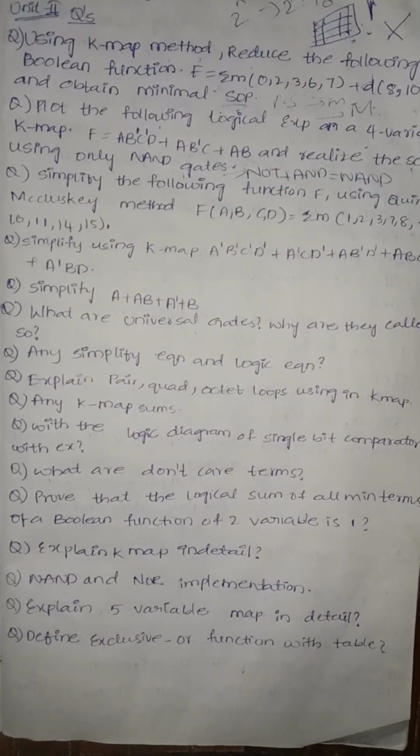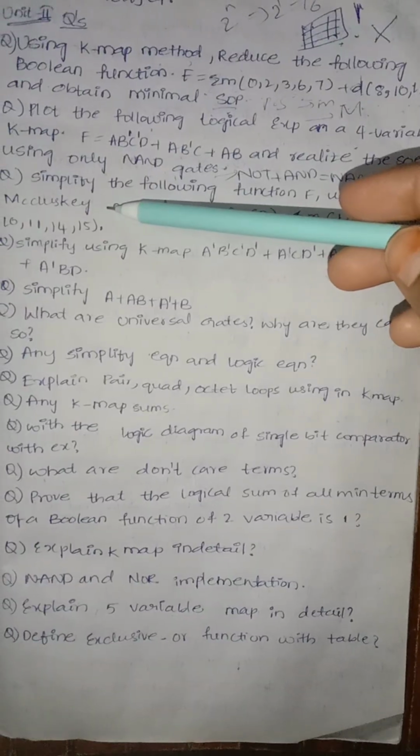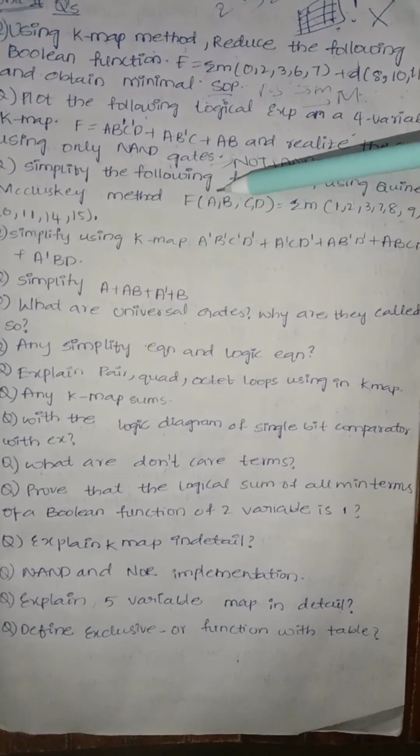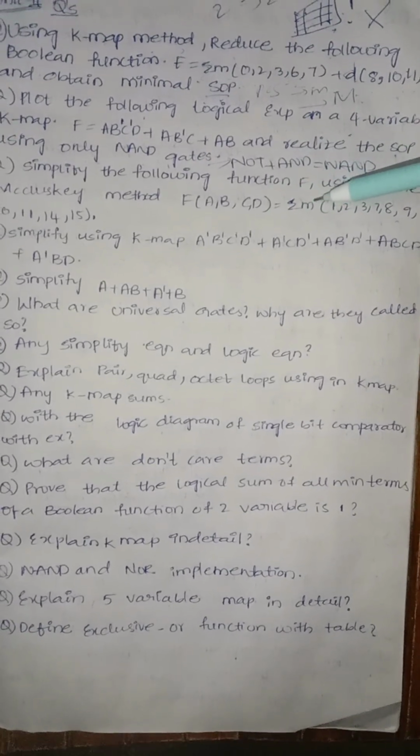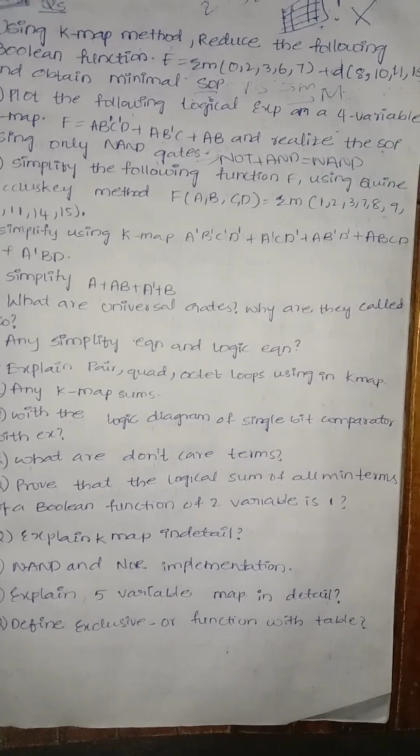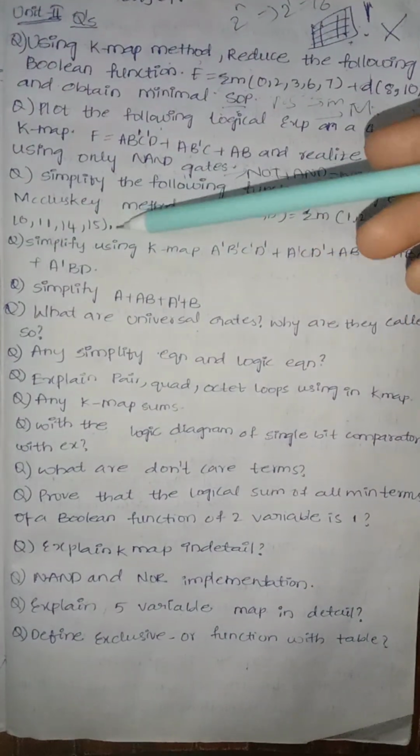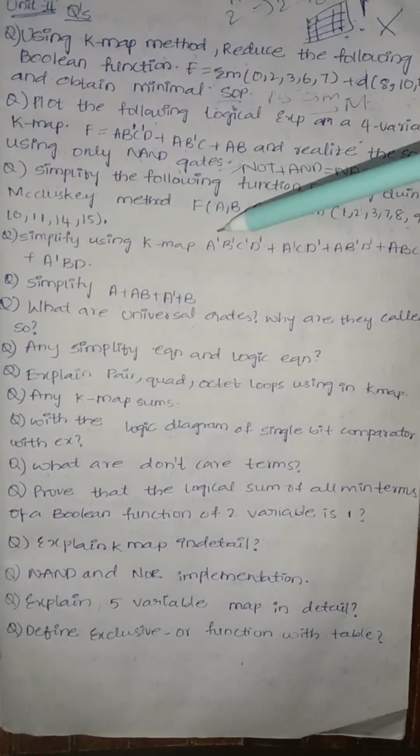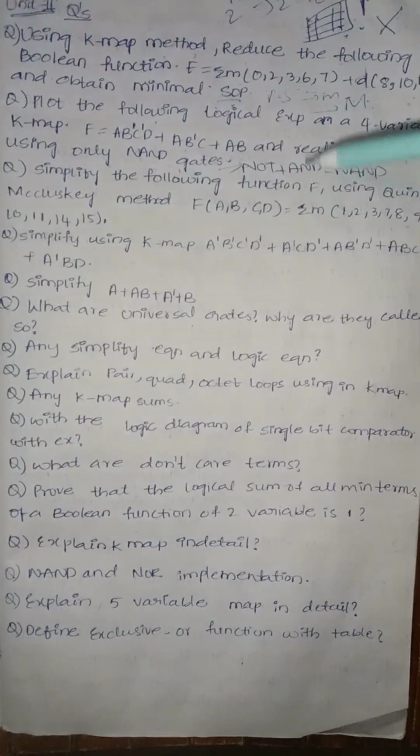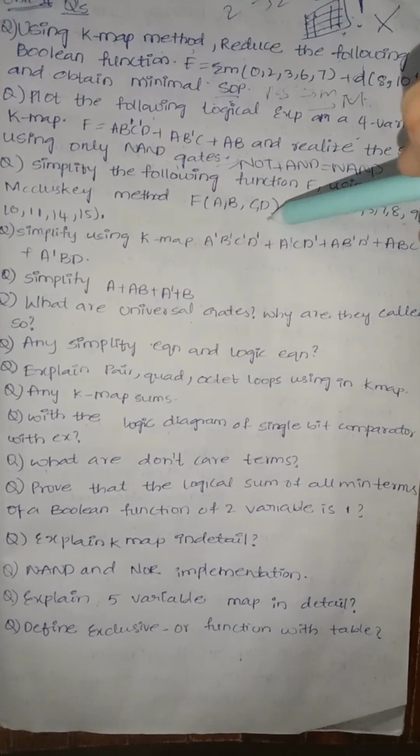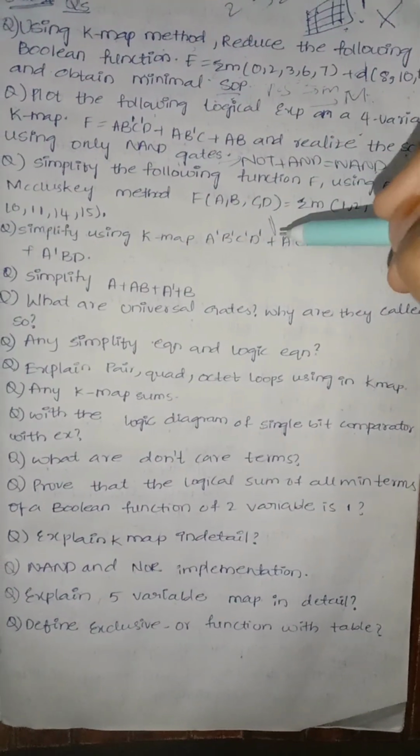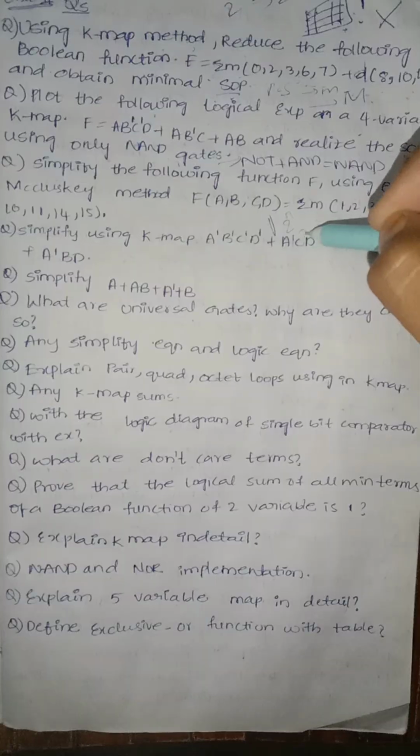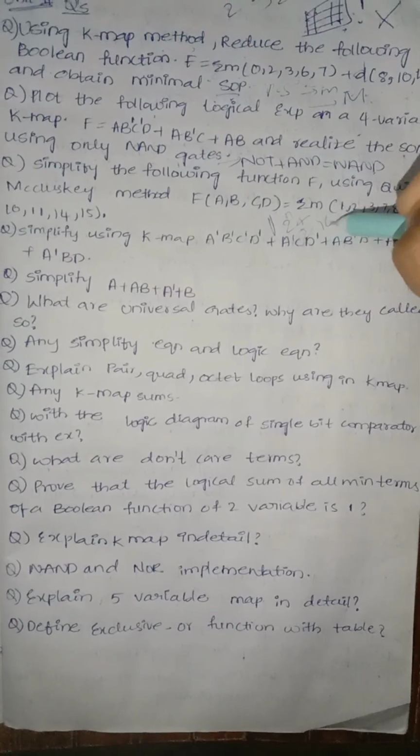Another concept: simplify the following function f using the Quine-McCluskey method. F of a, b, c, d, these are inputs, equals summation of m 1, 2, 3, 7, 8, 9, 10, 11, 14, 15. For these numbers we need to draw a K-map and these numbers are represented with 1. There is no don't care condition. There are 4 inputs, so we use the 2 power n formula, 2 power 4 equals 16.